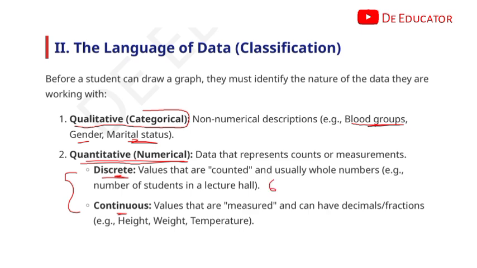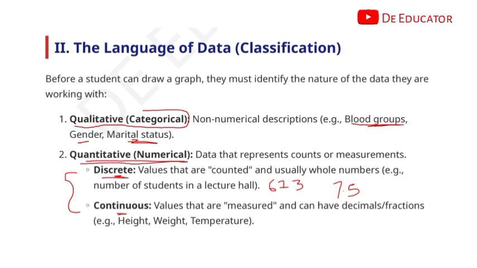So maybe there are 6 students in the hall, there are 62 students in the hall, there are 623 students in the hall, right? You will never see something like there are 7.5 males in this class. It does not make sense. So that is what we know as discrete quantitative data.